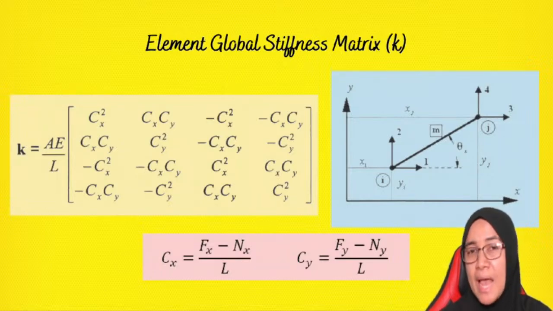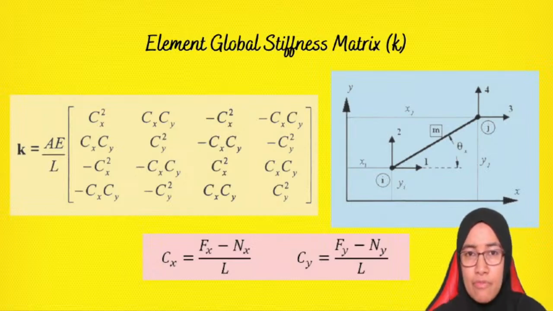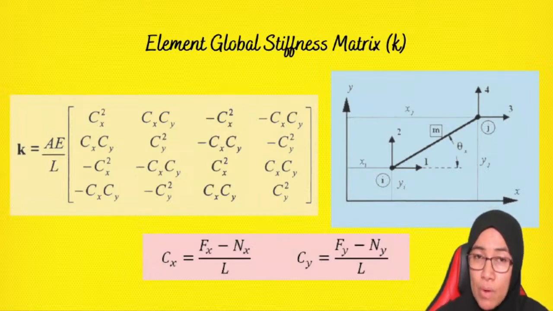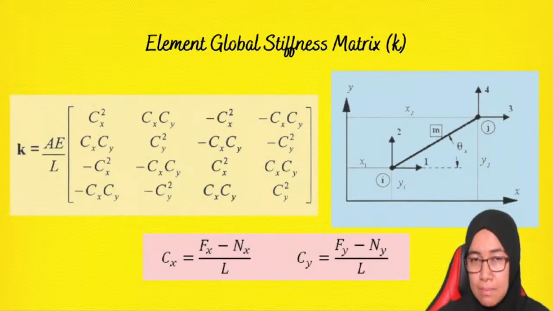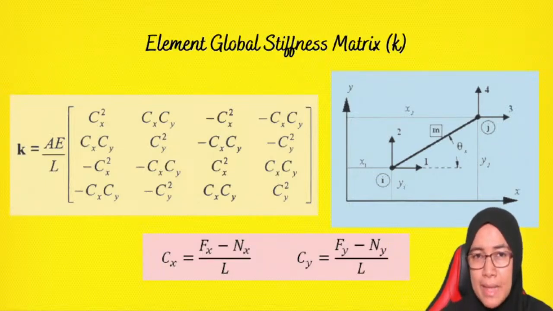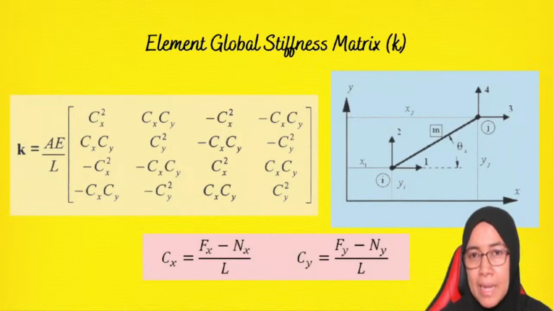L is the length of each element. It means that the factors that can influence the stiffness of the structure are three: the cross section area A, the material E, and the length of the element.